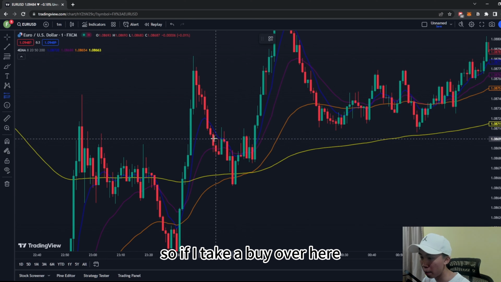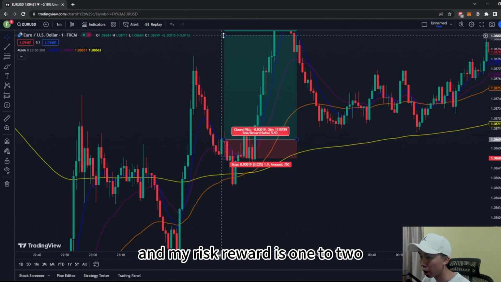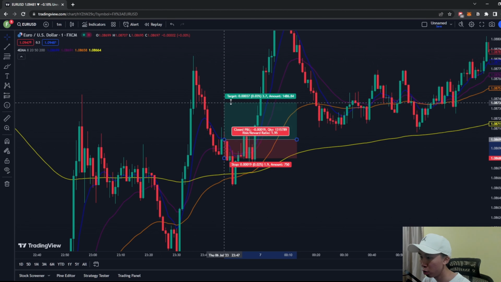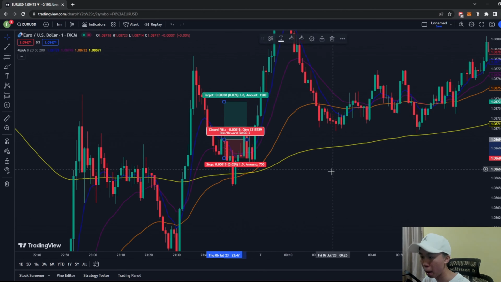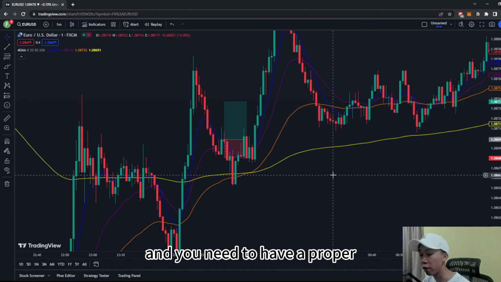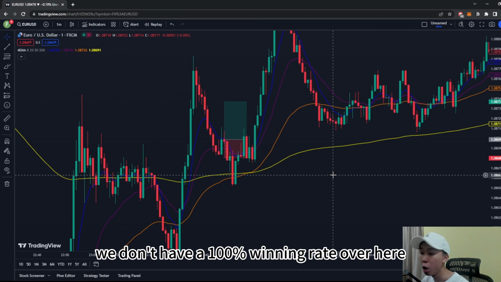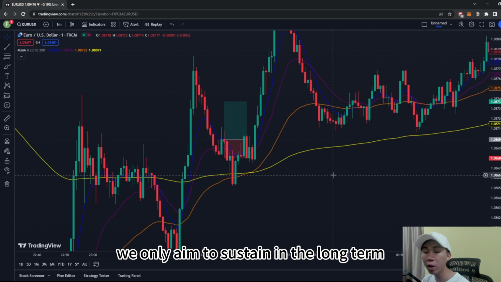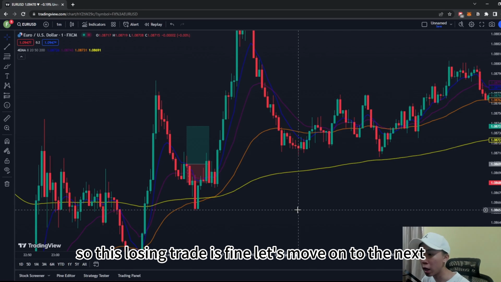If I take a buy over here and place my stop loss below, with my risk to reward at 1 to 2, I will have my stop loss hit. But this is when risk management comes in, and you need to have a proper risk to reward and also your stop loss. We don't have a 100% winning rate over here. We only aim to sustain in the long term. That is what matters. So this losing trade is fine. Let's move on to the next.